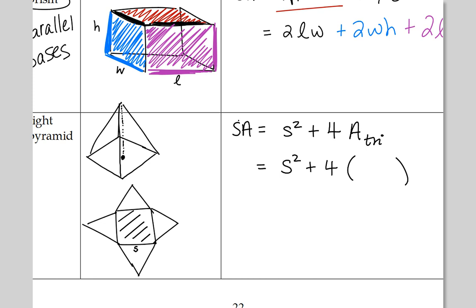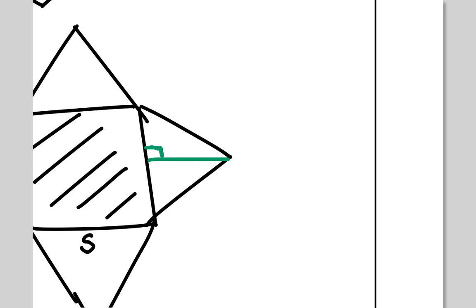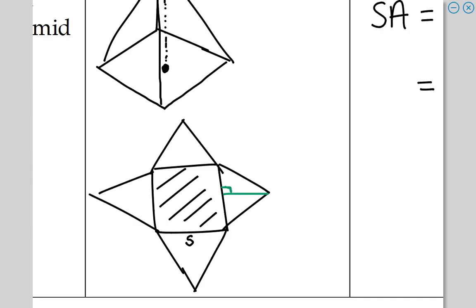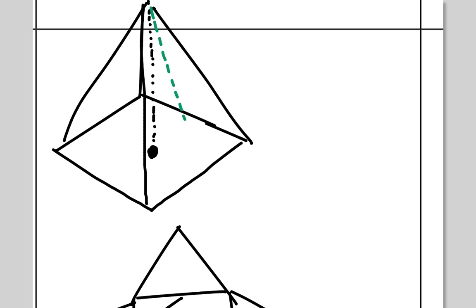From the front page. What is the area of a triangle? 1/2 the base times the height. So 1/2. The base of those triangles we called S. And what's the height of the triangle? Remember, it's 90 degrees to the base. If that folded up, this thing that's green, if that folded up, where would it be on the pyramid? This thing, right? And we call that the slant.